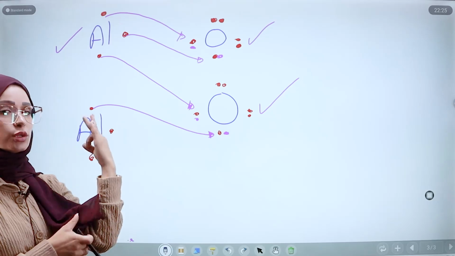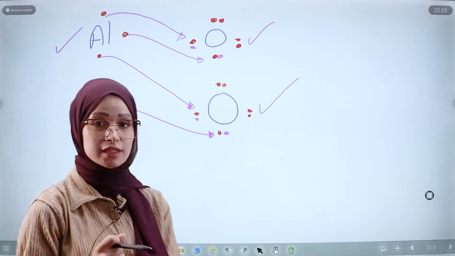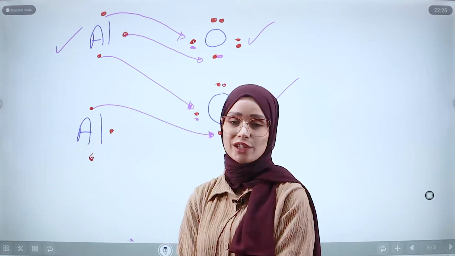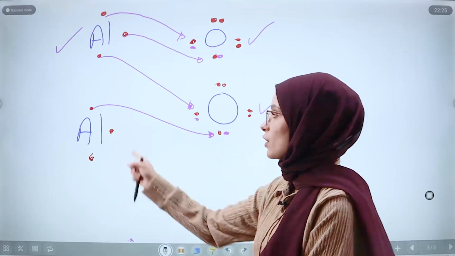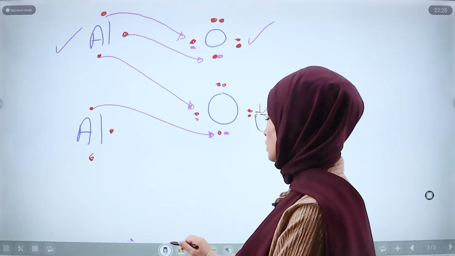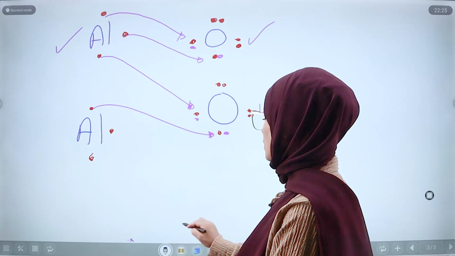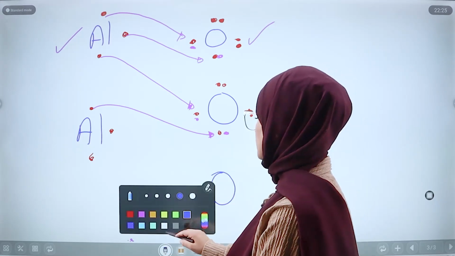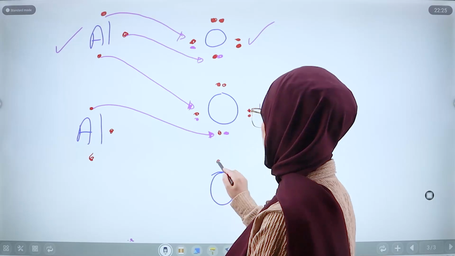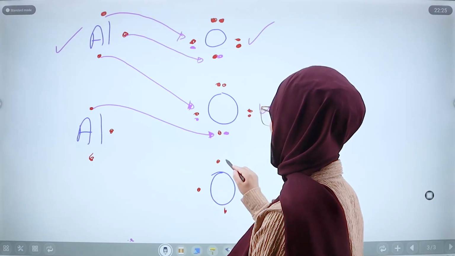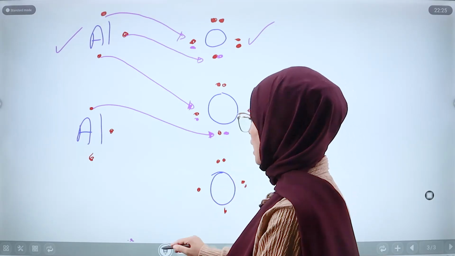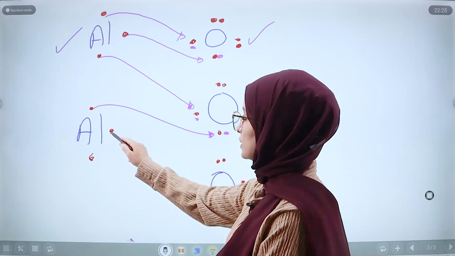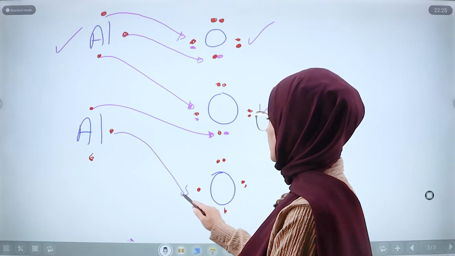But what happened to this aluminum? Aluminum usually loses 3 electrons. It's not acceptable to keep aluminum with only 2 electrons, right? So the aluminum will go and call another oxygen. See? This is the other oxygen with its 6 electrons again. 1, 2, 3, 4, 5, and 6. Now, this aluminum will say, okay, oxygen, take mine.